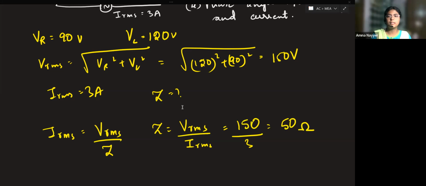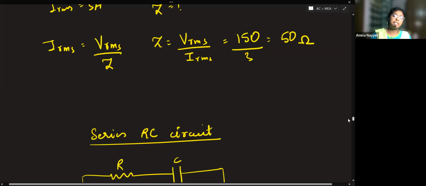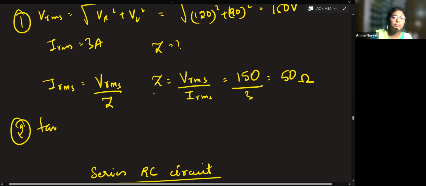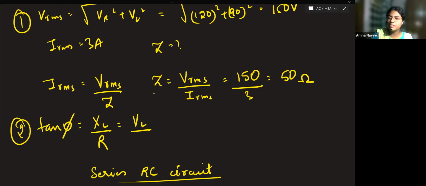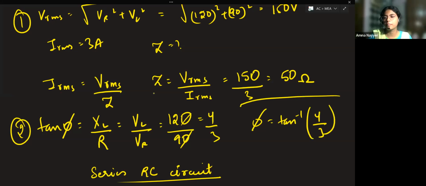Now we have the second part as well. This was the first part. What does the second part ask us? Phase angle. Phase angle can be given by tan phi, which can be written as XL by R or as VL by VR. We'll prefer VL by VR. The inductor's is 120 and this is 90, so 4 by 3. So phi is tan inverse of 4 by 3. All right, so this is simpler.